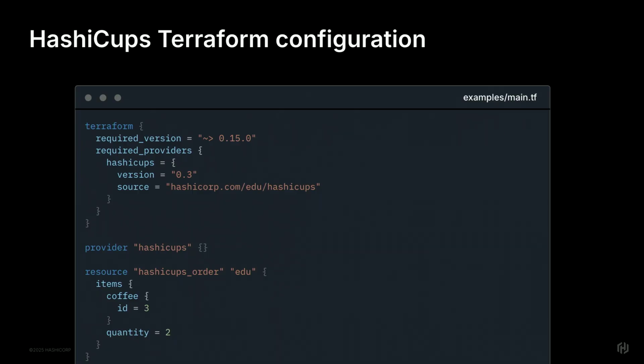At the very top, you'll see that we created the HashiCorp provider. We specified the provider here. It's just empty, but then I'll go through how the authentication works. And then at the very bottom, you'll see HashiCorp order. And this is how we define and specify a HashiCorp order in Terraform. As you can see in this, we are creating an order called edu, and we want 2 coffees of ID 3.